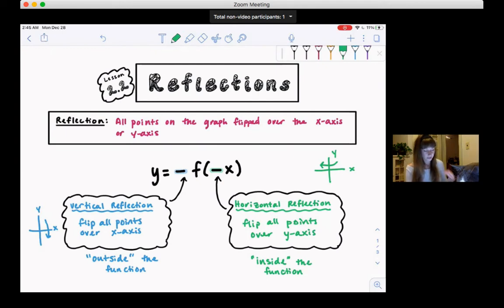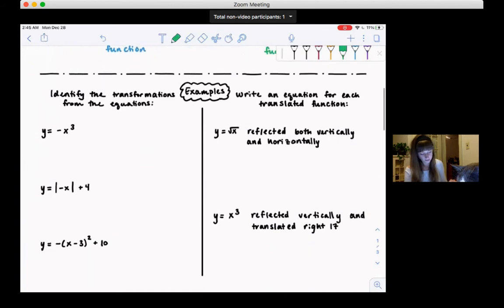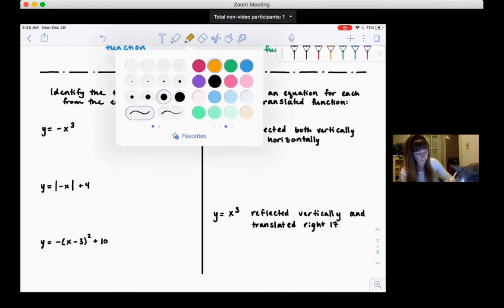Okay, so we're going to do the same thing we did with translations. We're first just going to look at the equations. So we're going to identify what transformations have been done from the equation, and then we're going to practice writing equations, and then we'll do some graphing. So first, let's just identify the transformations.